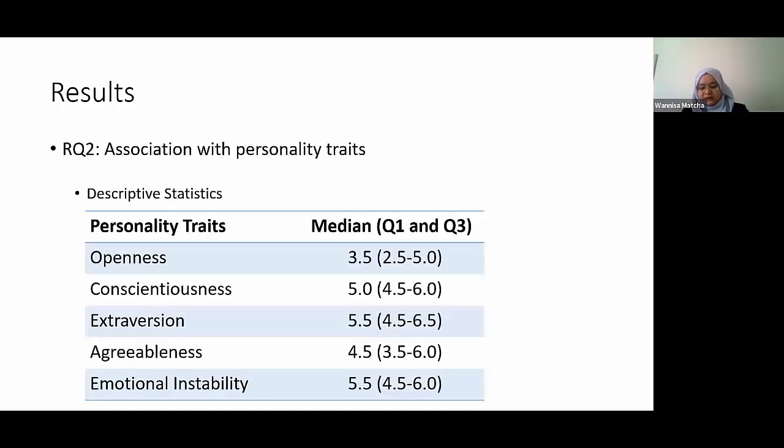In terms of the personality traits, we use the self-report to collect the data regarding the personality of individuals. Students report being neutral in terms of openness, but they report quite high scores, over 7, in terms of conscientiousness, extraversion, agreeableness, and emotional instability.